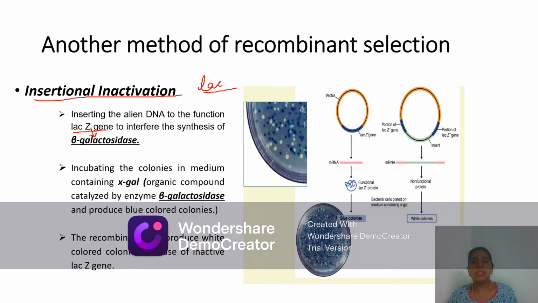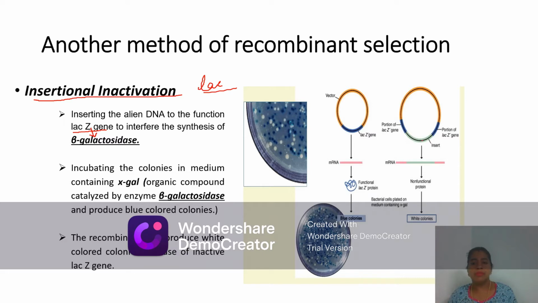So what will happen? The lacZ gene will not work. It will be deactivated. Understand? Normally the lacZ gene will be synthesizing the beta-galactosidase enzyme, so that will be producing blue colored colonies. That's the normal condition. In this case, the lacZ gene you are disturbing, or else you are inserting into and inactivating that particular gene's activity.